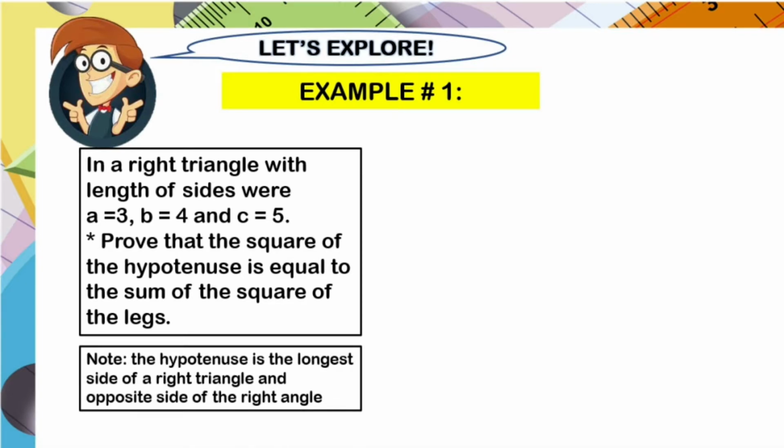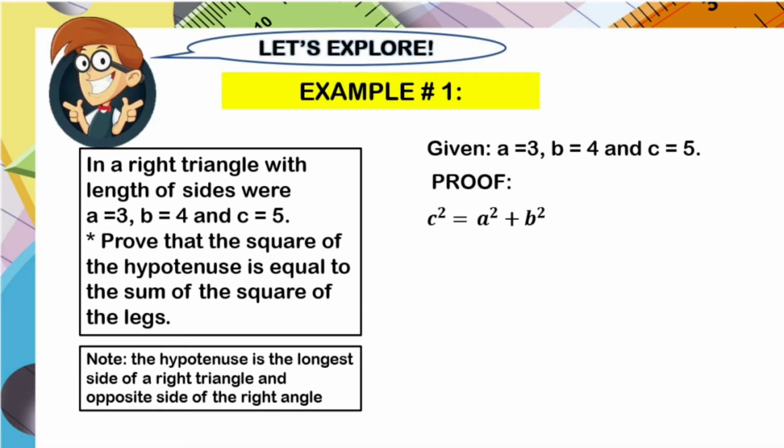Before we proceed, let us take note that the hypotenuse is the longest side of a right triangle. Also, the hypotenuse is the side opposite the right angle. To prove that the square of the hypotenuse is equal to the sum of the squares of the legs, we use the Pythagorean formula: C squared is equal to A squared plus B squared. Then, let us substitute the given lengths of the sides of the right triangle into the equation C squared is equal to A squared plus B squared.